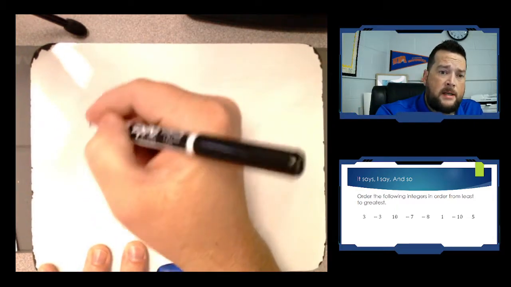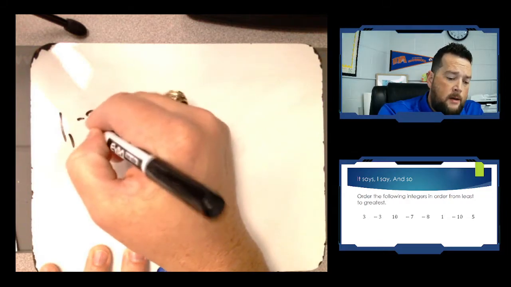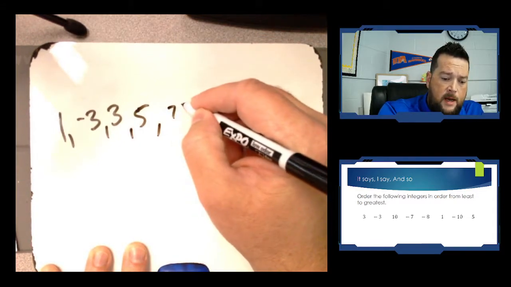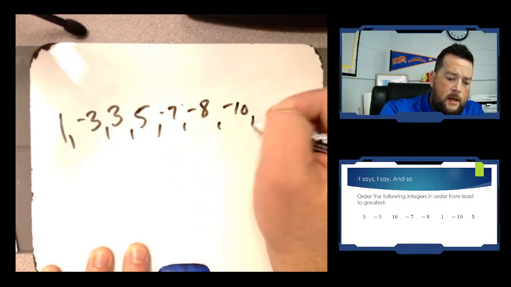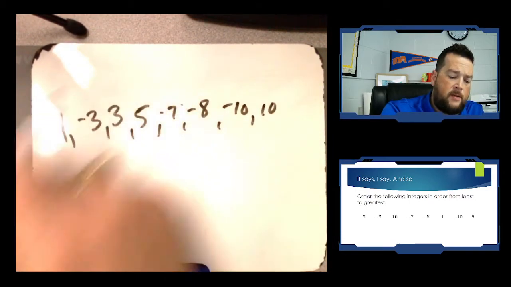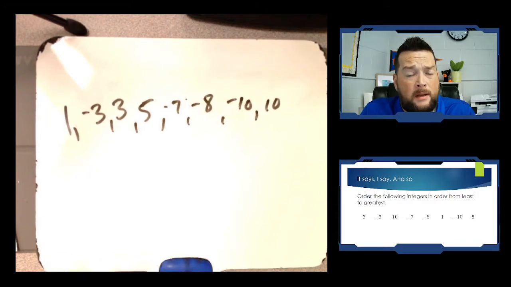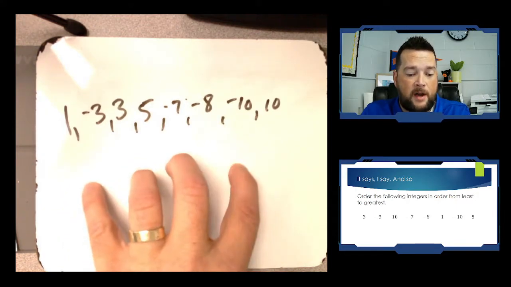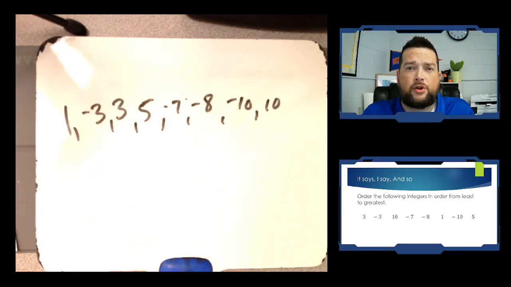With ordering integers like this, a lot of times when students first do this, I see this as an answer: 1, -3, 3, 5, -7, -8, -10, and 10. There's 8 numbers. This is a somewhat normal answer that I get. And by the way, if you did this, you're normal. This is not correct, but it's pretty normal when you're starting to get introduced to positive and negative numbers.